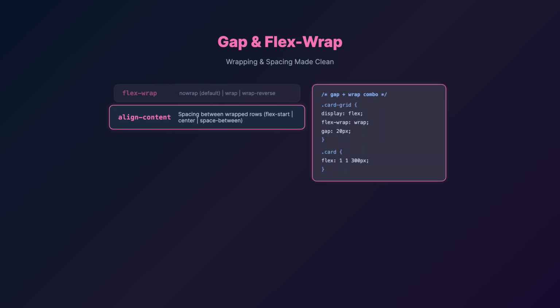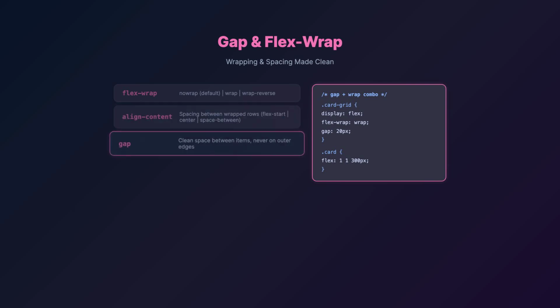Align-content controls the spacing between wrapped rows. It only works when you have flex-wrap on and multiple rows of items. Align-content flex-start packs rows at the top. Center vertically centers all the rows as a group. Space-between spreads rows with equal space between them. Stretch makes rows expand to fill the container height.